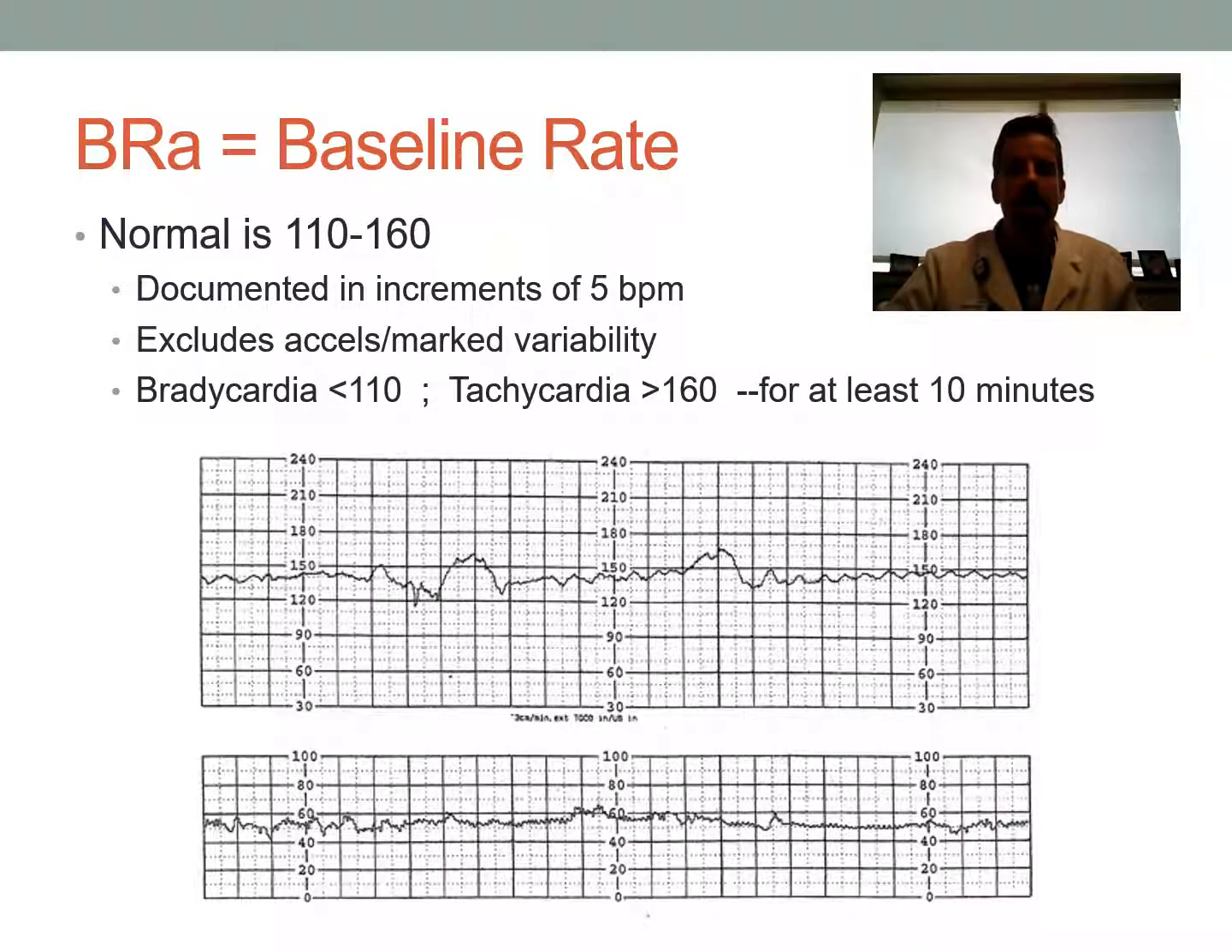BRA is for the baseline rate. A normal baseline rate is 110 to 160. And again, you're probably only going to see those 110s in your babies that are large and are 39, 40, 41 weeks. Baseline rate should be documented in increments of 5 beats per minute. You really shouldn't put down a range for the baseline. Baseline rate excludes accels and excludes periods of marked variability. Bradycardia is less than 110, tachycardia is over 160, and for baseline rate, you're looking at this for at least a 10-minute window.